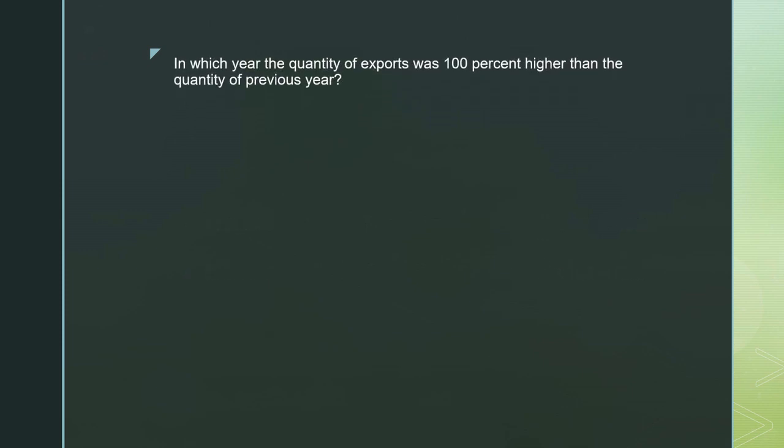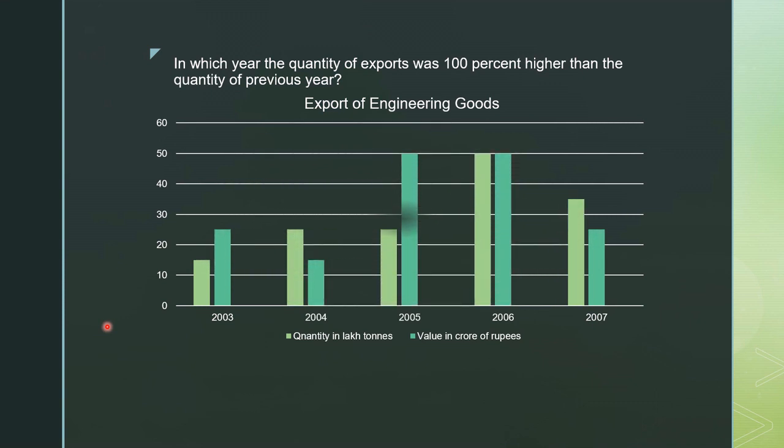So the next question is, in which year the quantity of export was 100% higher than the quantity of the previous year? Here is the bar diagram. So we have to remember that here we consider the quantity of engineering goods. That means we have to consider the light green color bar. Okay. So the options are A 2004, B 2005, C 2006 and D 2007.